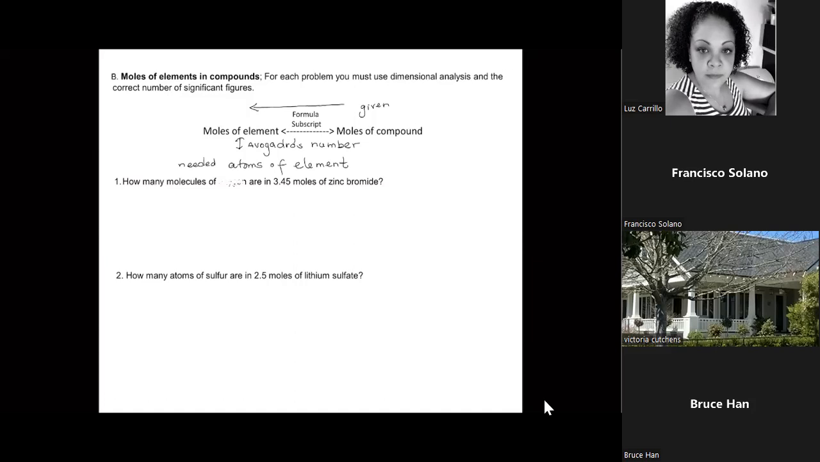Give me a moment, because I changed the compound but didn't change the atom here. Okay. Let me just make some changes here so I can read the question the way that it needs to be read.